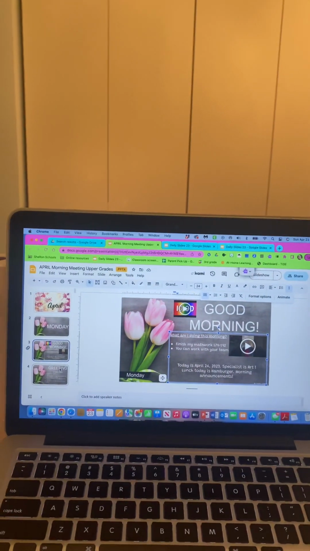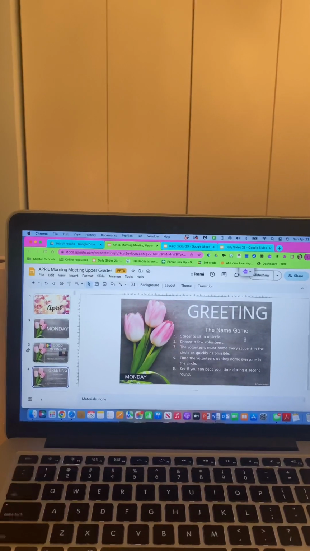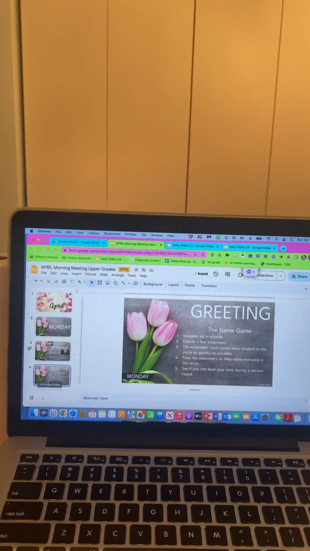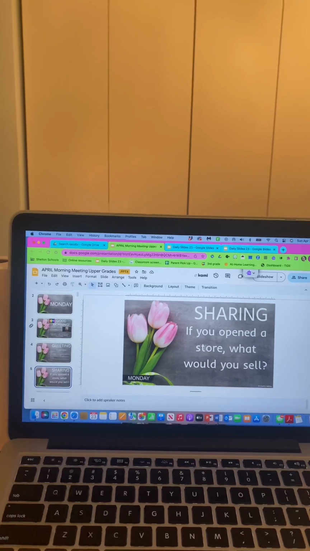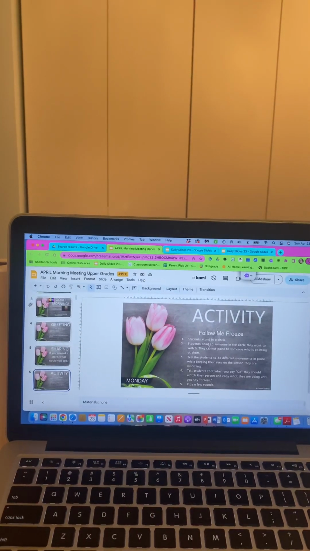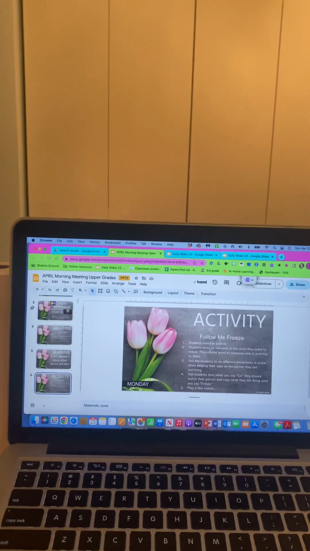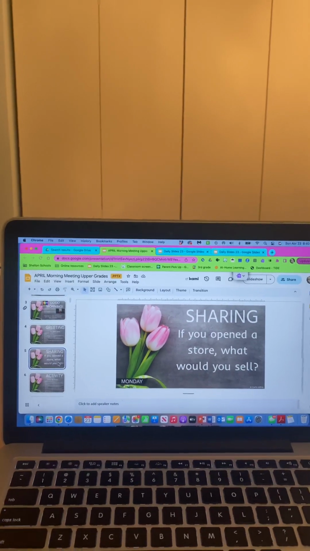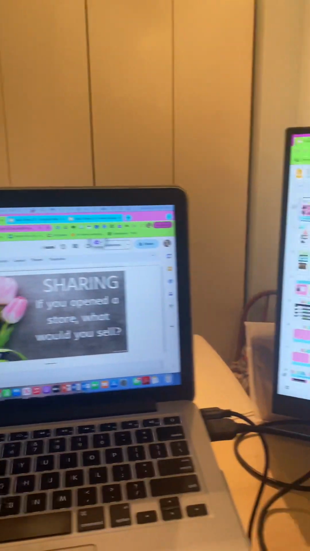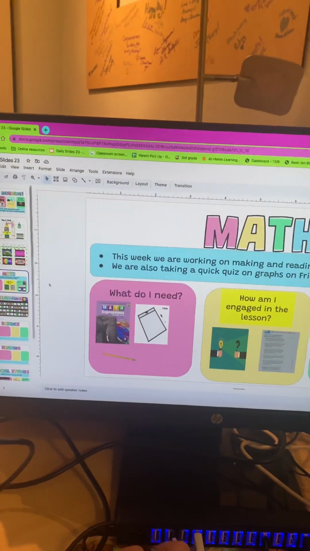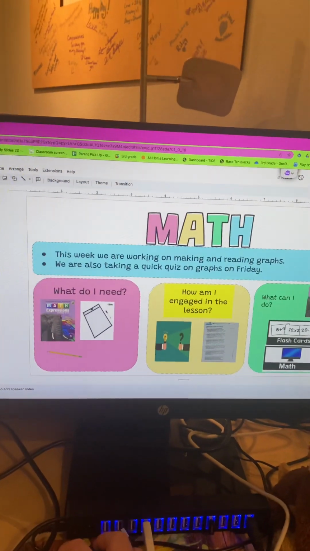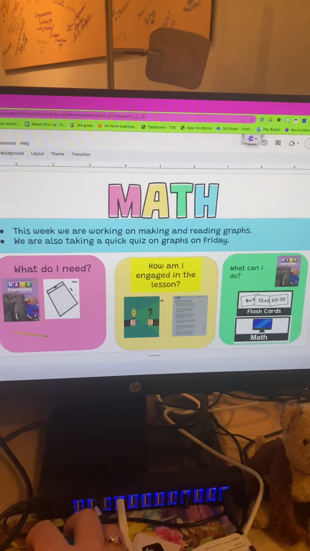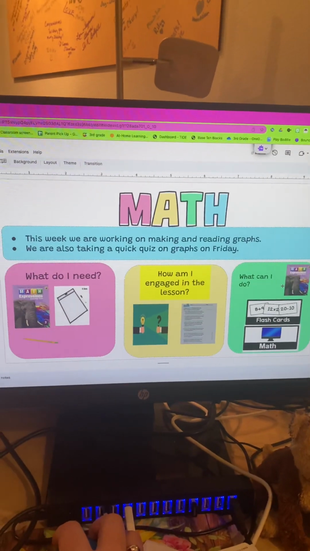After I'm done with that, I've already created my greeting slides for my group that we're going to do, and then talking about what is our topic that we're going to be talking about in our group, what activity we're going to be doing. So those are the things that I'll do. And then after we do this, I will add in my math slide. And you can see I've already created my math slide for the day. I have my topics on it, what they need when they come to the carpet, how are they going to be engaged in their learning, and what can they do when they're done.